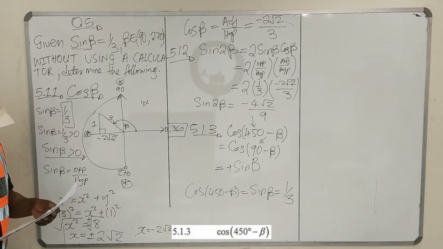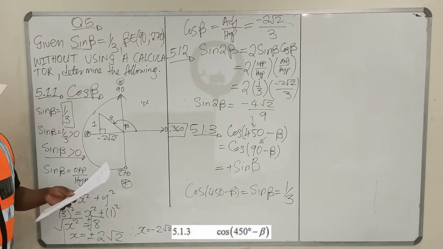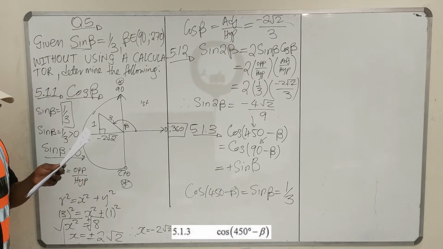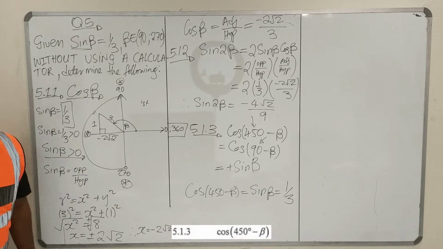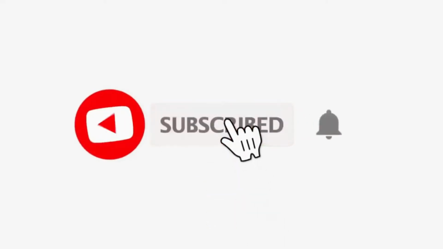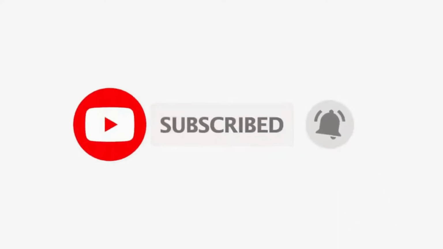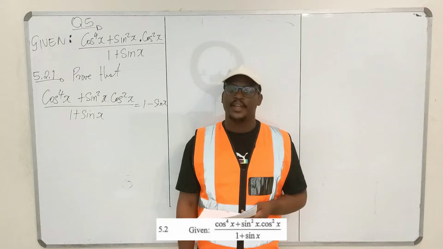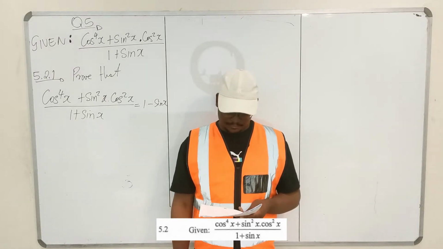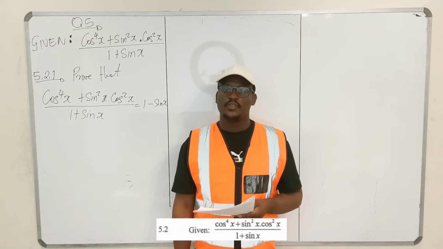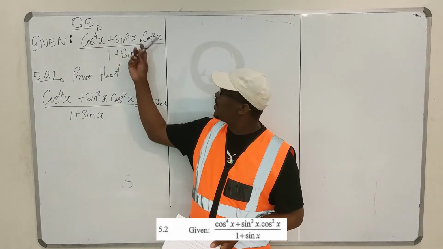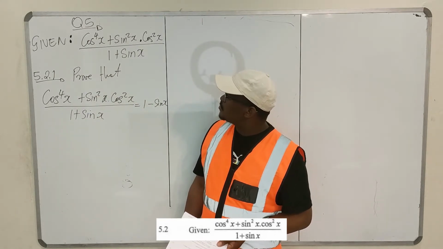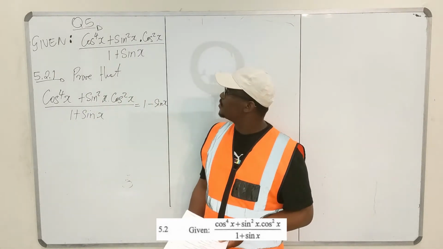So we'll move to 5.2. I would like to clean the board so that we have all the space for 5.2, and then we continue. Hello. So now we're doing 5.2. On 5.2 you are given this expression here, as you can see it.